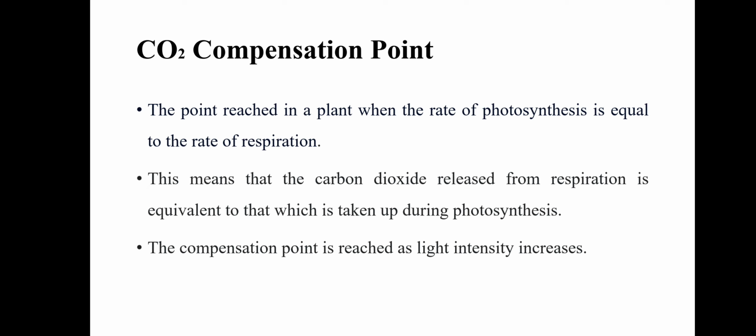Next, the most important term, CO2 compensation point. What is the CO2 compensation point? It is the point reached in a plant when the rate of photosynthesis is equal to the rate of respiration. This means that the carbon dioxide released from respiration is equivalent to that taken up during photosynthesis. This compensation point is reached as light intensity increases. So it is the point where the rate of photosynthesis is equal to the rate of respiration.